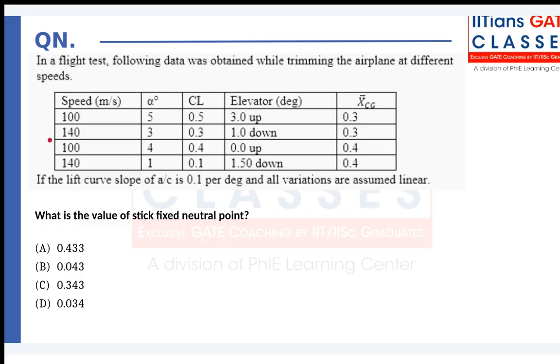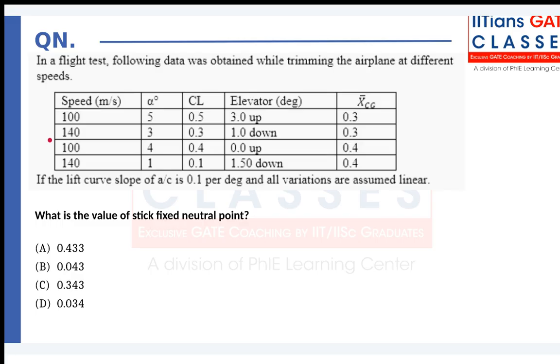So next question, they've given you some data and we'll be using this data for some 2-3 questions. Look at what they've given you. It's a flight test performed at different speeds: 100 meters per second and 140 meters per second, at various angles of attack. They give the CL trim and how much the elevator was deflected to trim at each CL trim, flown at 2 different CG values. And they've given you a lift curve slope of 0.1 per degree.